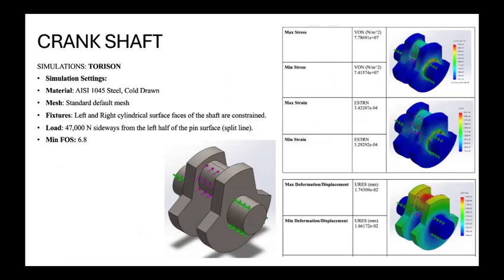In torsion, stress increased to 77.9 megapascals, still far below the yield limit, and with a factor of safety of 6.8. Both studies confirmed that the crankshaft is structurally robust for engine torque and cyclic loading.